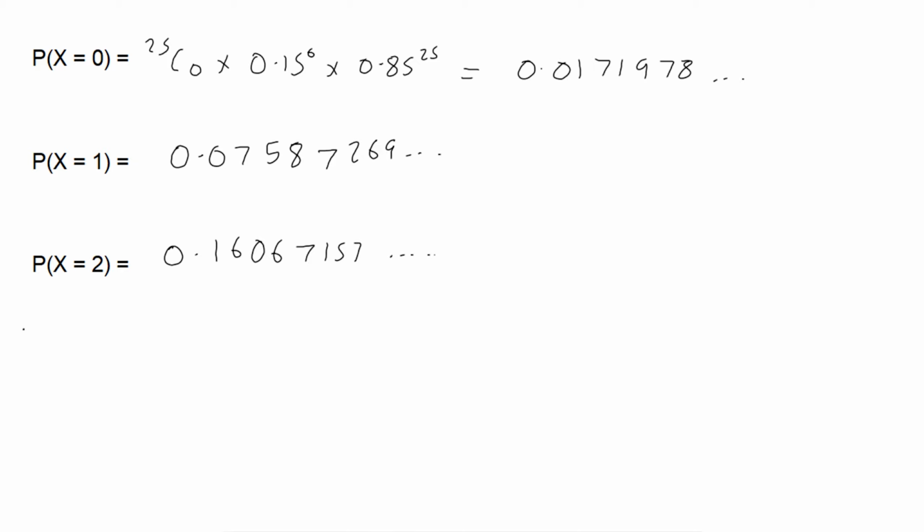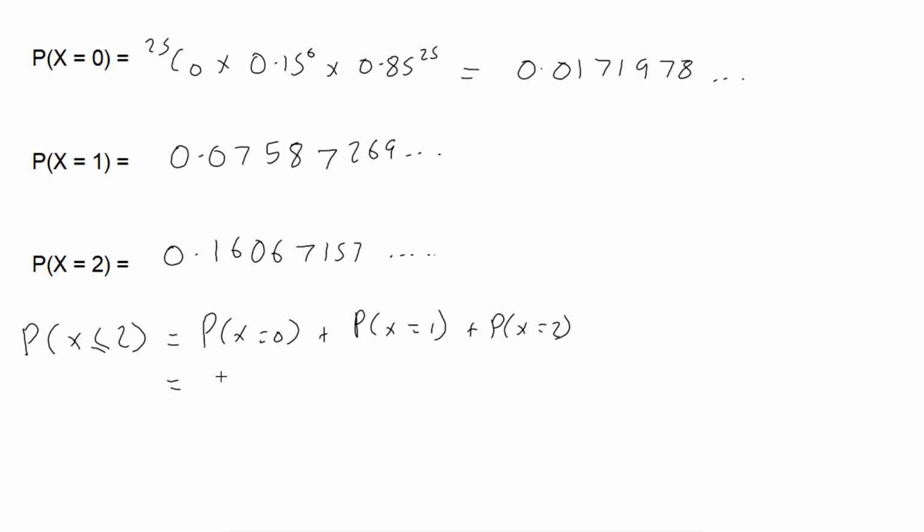In order for us to work out the probability that X is less than or equal to 2, I want to add all of these together. I want to add up the probability that X equals 0, the probability that X equals 1, and the probability that X equals 2. And that actually comes to 0.25374206, which we can round off to 4 decimal places as 0.2537.